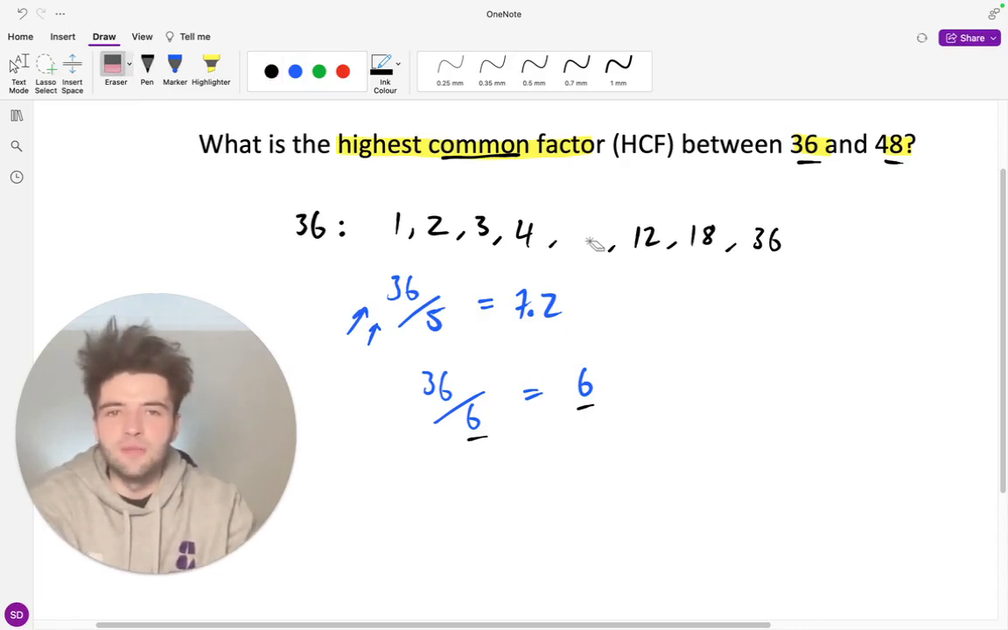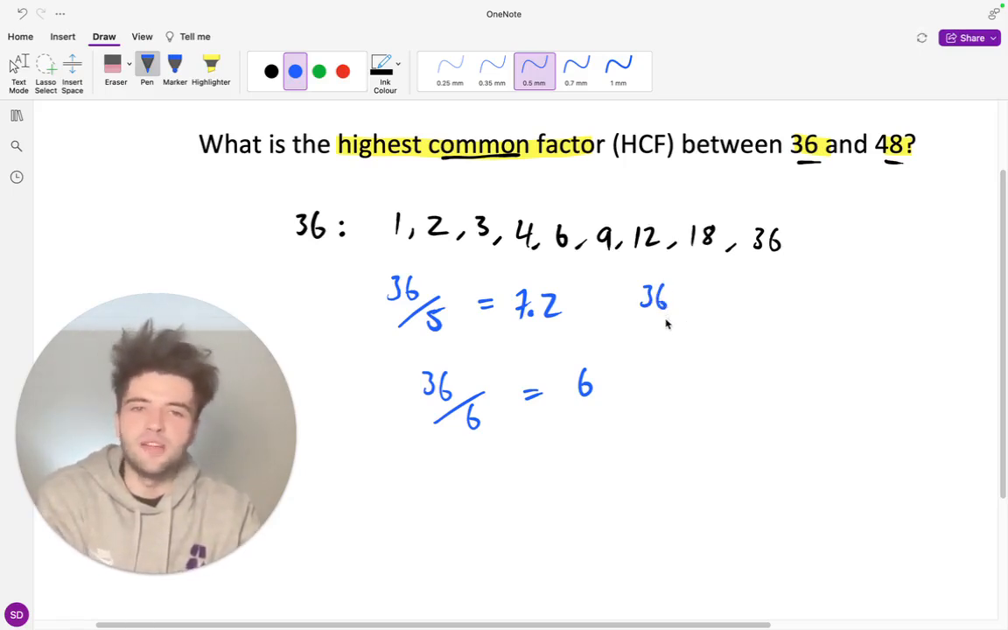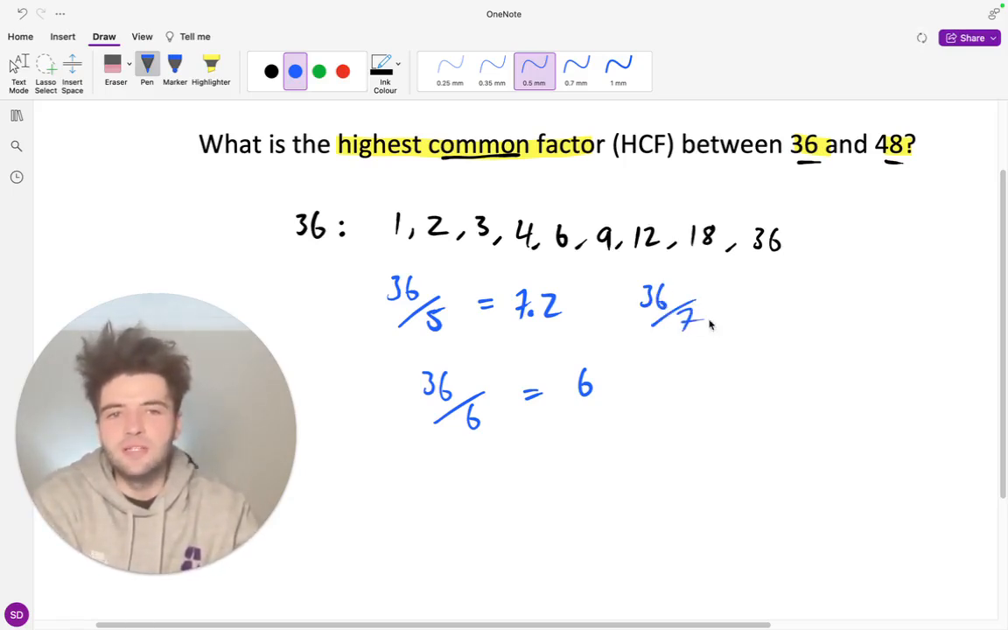And so what I'm going to do is just make a bit of room here for the number 6. So we've added 6 there, and our next number to test out is 7. And I'm going to speed up the process a bit because I'm sure you get the idea by now. So we try and divide 36 by 7. We find that it's not a whole number, so it doesn't go on to our list. So we just say it's not whole.